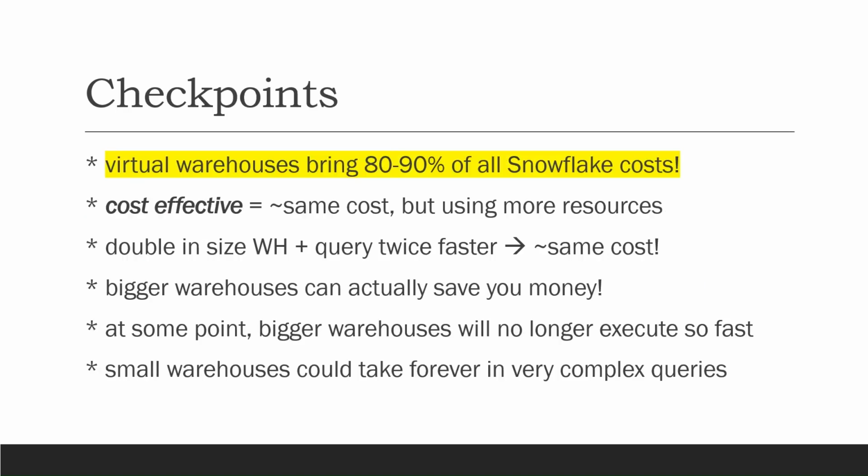So, just to review everything, we can tell that our query here was cost effective. This means that we actually got almost the same cost, but using more resources than usual. Virtual warehouses, remember, bring about 80-90% of all Snowflake costs in a regular account. Once again, I've seen many variations, but this is where you'll spend most.